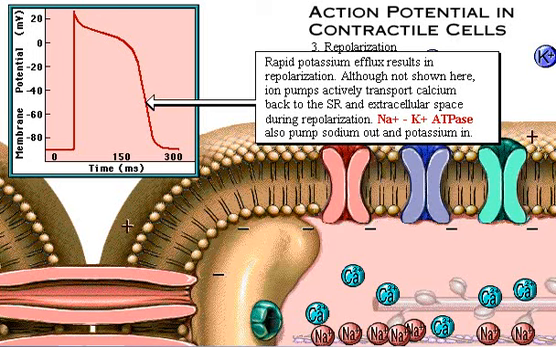Although not shown here, ion pumps actively transport calcium back to the sarcoplasmic reticulum and extracellular space during repolarization, while sodium-potassium ATPases transport sodium out of the cell and bring potassium in. This pumping activity restores the ion concentrations to their resting conditions.